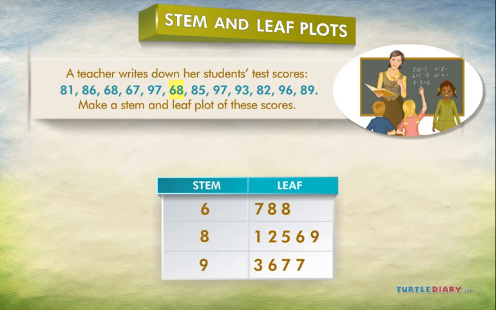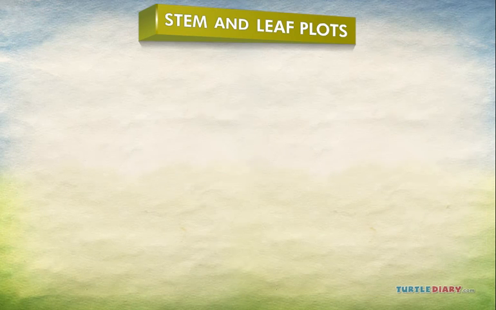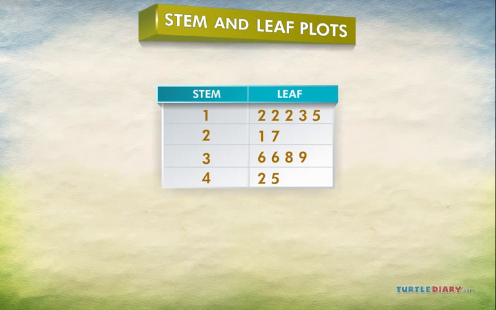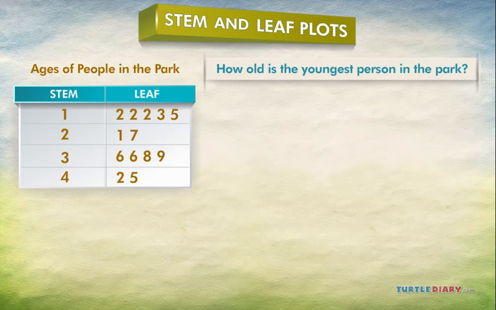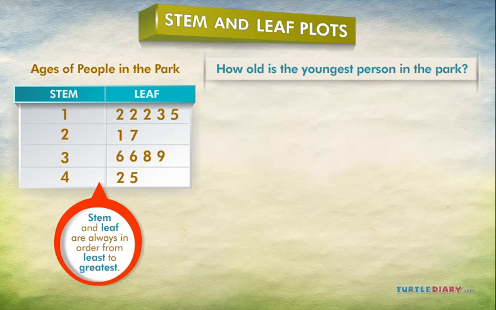Let's practice with one last example. Look at the plot below. Ages of people in the park. How old is the youngest person in the park? The stems in a stem and leaf plot are always in order from least to greatest, as are the leaves on each stem.